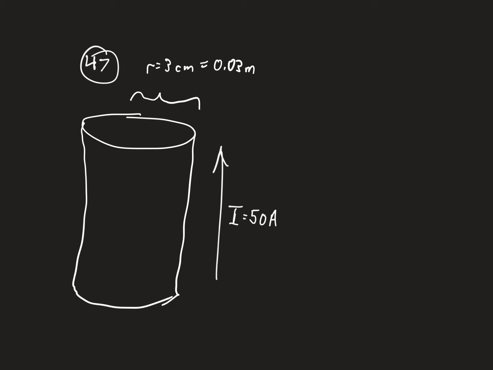Okay, so I got this current moving through this wire. I want to know the magnetic field outside of the wire and inside of the wire. What do you want to do first? Inside or outside of the wire? Inside. Okay, so if I'm inside of the wire, I do this like Gauss's law, but I draw an Amperian surface instead of a Gaussian surface. So I just draw a cylinder that's smaller.